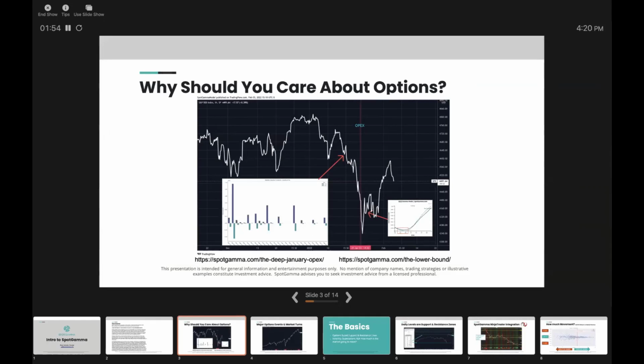So we talked about this at length in this piece here. You can see it's called the Deep January OPEX. You can read that on our blog. But basically what we saw is an example of how OPEX can affect the movement of markets. We saw very large equity positions, call equity positions, that were set to expire on the third Friday of January.